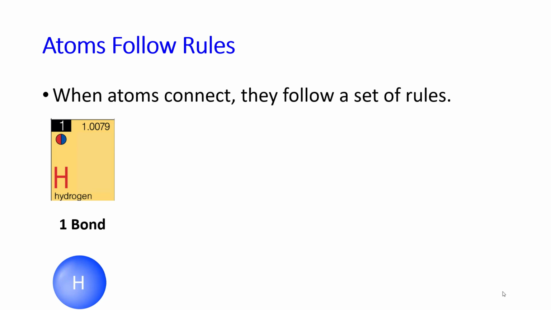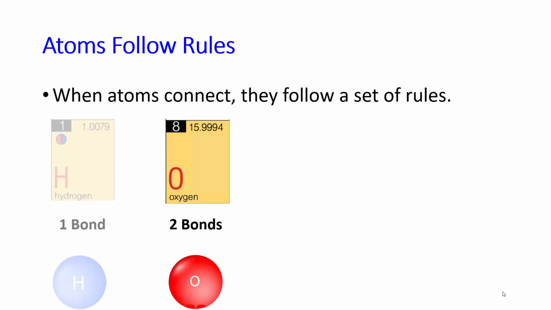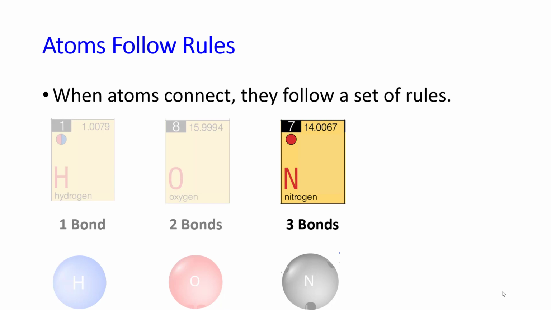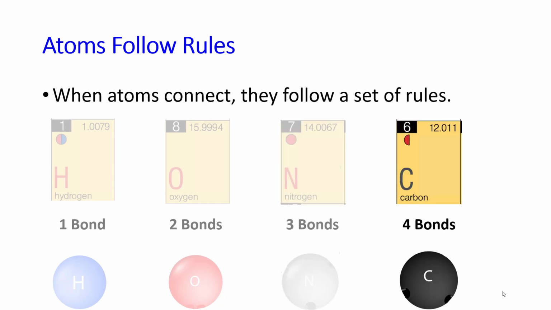When atoms connect, they'll follow a set of rules. So H, hydrogen, only forms one bond. O, oxygen, forms two bonds. N, nitrogen, forms three bonds. And C for carbon will form four bonds.